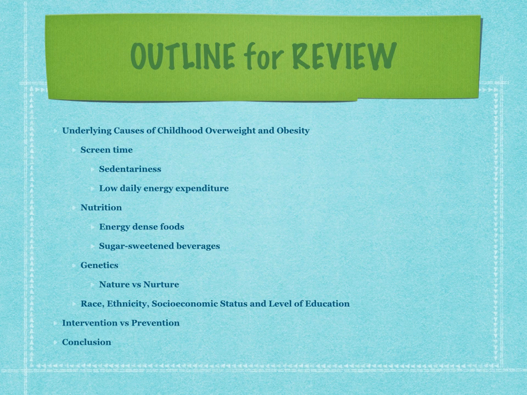So, looking at the outline for this review, we're going to look at the underlying causes of childhood overweight and obesity, inclusive of screen time, nutrition, genetics, and take a quick look at race, ethnicity, socioeconomic status, and education level. Then we'll delve into the intervention versus prevention area of research, looking at what's been done and where the research is going, and we'll draw some conclusions of it.